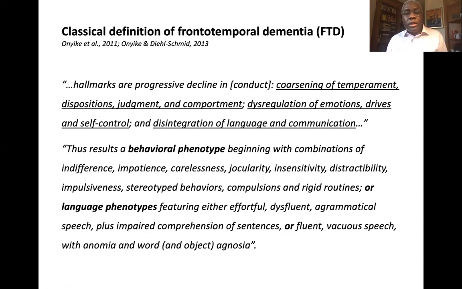It turns out that there are also people who instead have, when they first come to a clinic or when they first notice a problem, it's predominantly about language. And so they have problems with speech. Speech is either effortful and disjointed, and so it's broken, or it's fluent, as you would ordinarily expect, but it's also empty. That's what the word vacuous is referring to. It's empty because they have what we call anomia. That means they don't know the names of things, and they have word and object agnosia. That means that they see objects or words, and they have no idea what those things are.